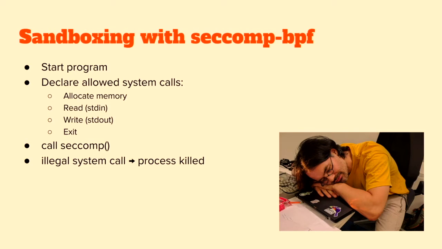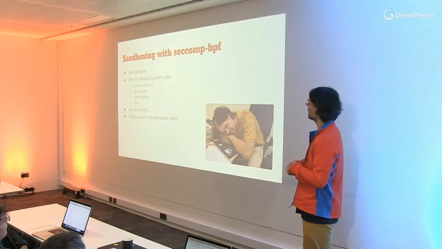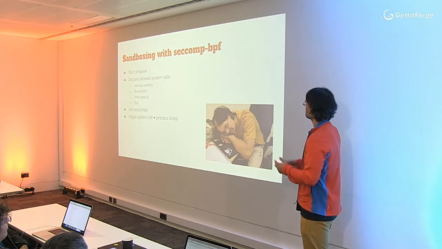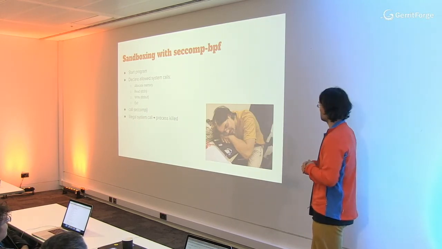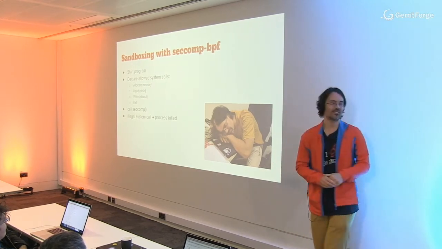So basically, you start the program, and you declare what kind of system calls it can do. In this case, it's really simple. You can allocate memory, you can read the input, and you can write the output. And it's easy to forget that exiting the program is also a system call. If you forget to declare this, when you try to exit the program, your program gets killed. Then you call seccomp, and it's done. And here you see how I'm peacefully sleeping, because now everything is secure and I don't have to worry about anything.